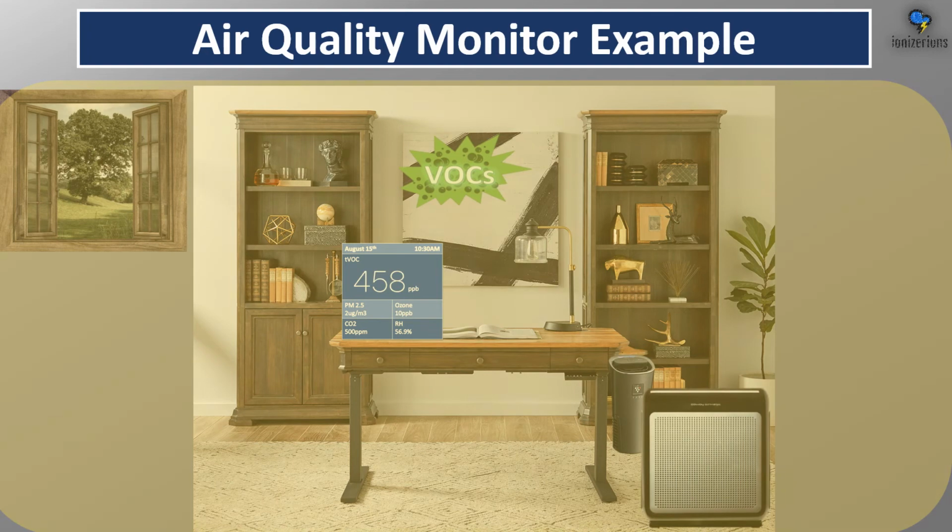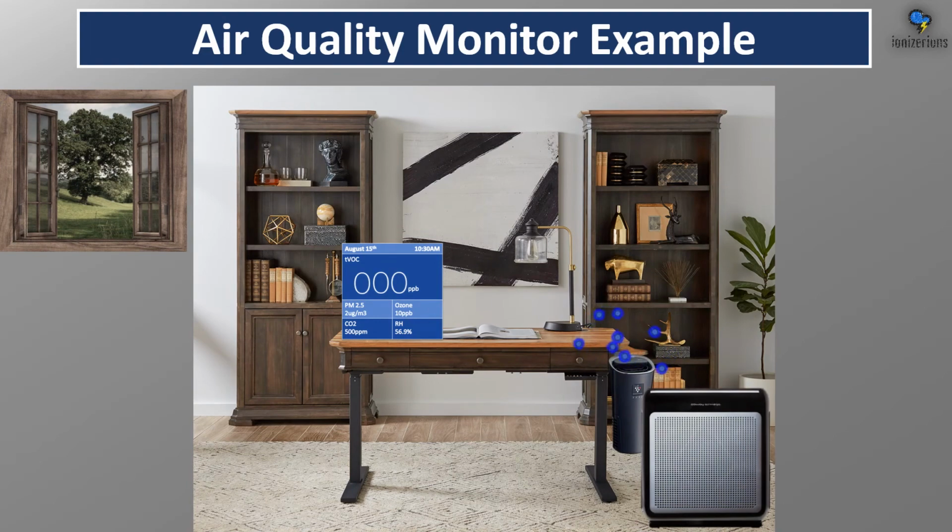I want to give an air quality monitor example of volatile organic compounds. Let's say your neighbor's smoking and those volatile organic compounds come into your home. Your air monitor will skyrocket. What you would do is turn on your ionizer and you will notice your volatile organic compounds go straight down. The ionizer will turn it to mostly water vapor until your air is completely clean.